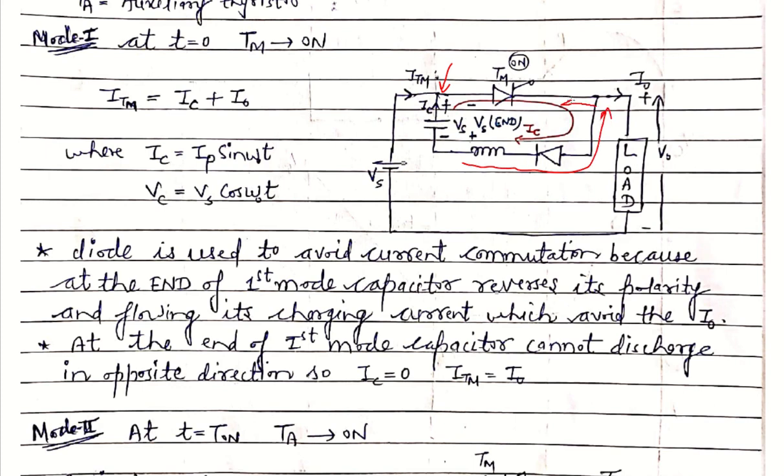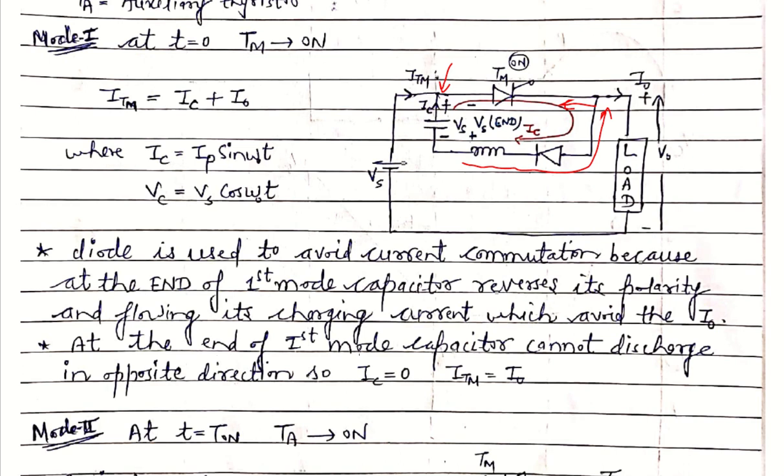So this main thyristor will be in off condition, or current commutation condition. The capacitor reverses polarity and its charging current flows, which avoids the I naught. So I naught will be avoided because the main thyristor will be off. To avoid this current commutation problem, we assume this polarity will be plus minus here.